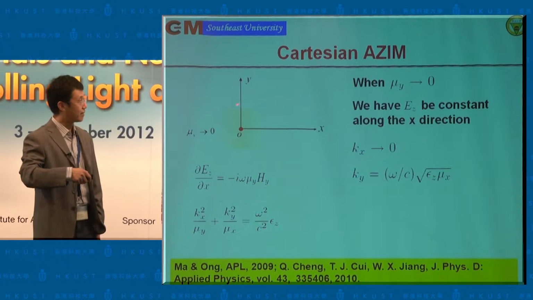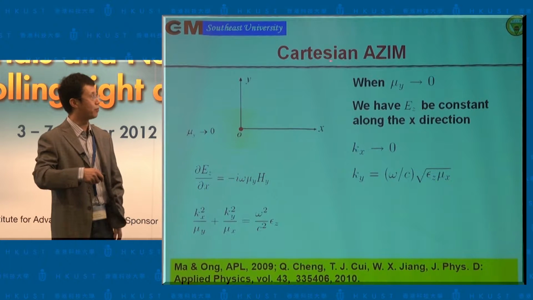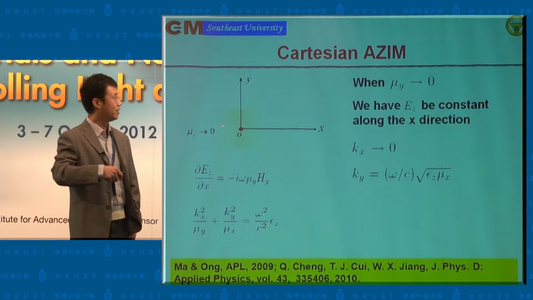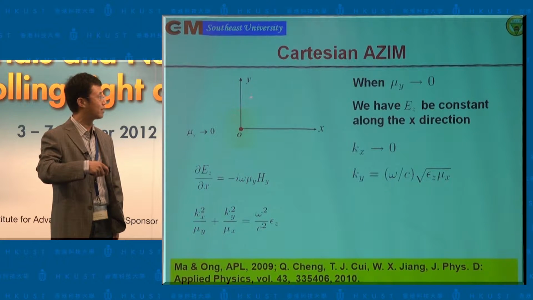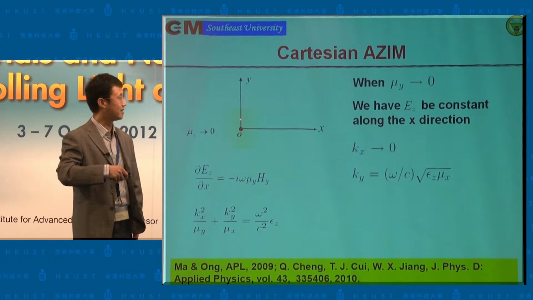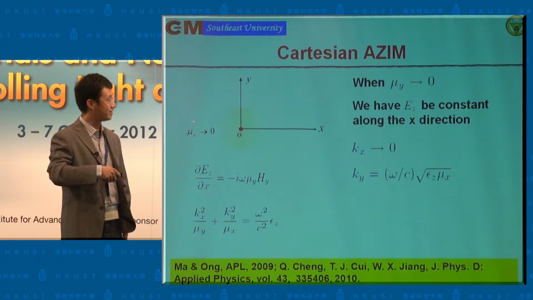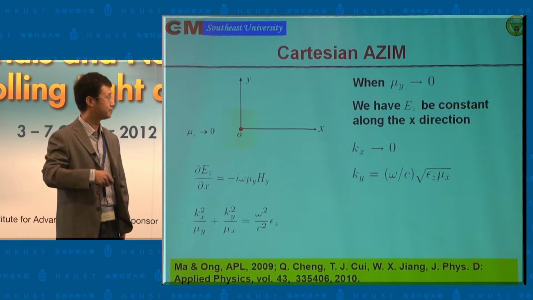So now we start from a very simple 2D problem of isotropic zero-index metamaterial. So it is a TE problem. The zero index happens in the y direction. That means only in the y component there is one component, either permittivity or permeability, equal to 0. Here we choose mu y equal to 0.